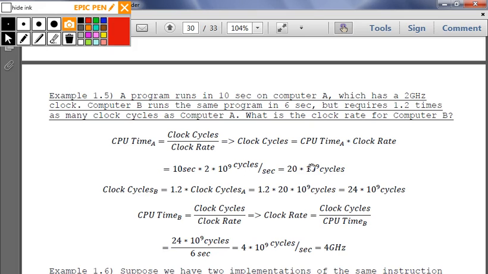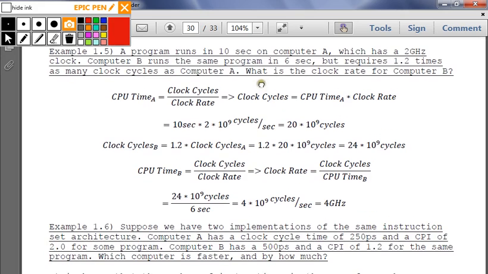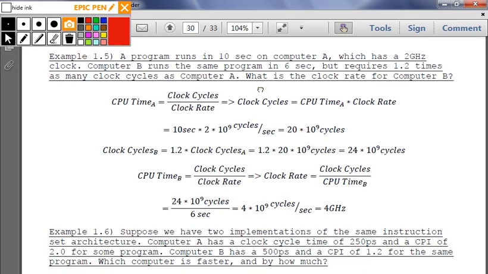So cycles per second, we multiply it by seconds. Now we have cycles, right? So that means we multiply 10 seconds times 2 gigahertz, which is 2 times 10 to the 9 cycles. And so now you can either have 20 times 10 to the 9 or 2 times 10 to the 10 cycles. So now that's how many cycles computer A took to execute this program.